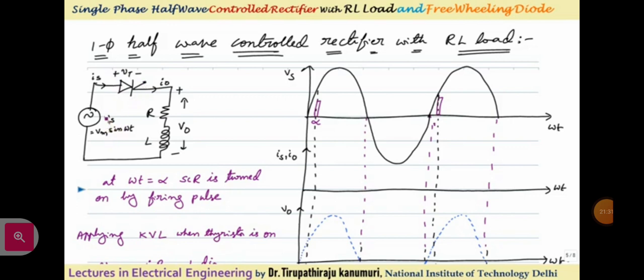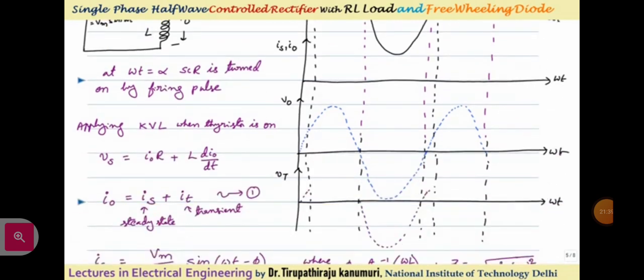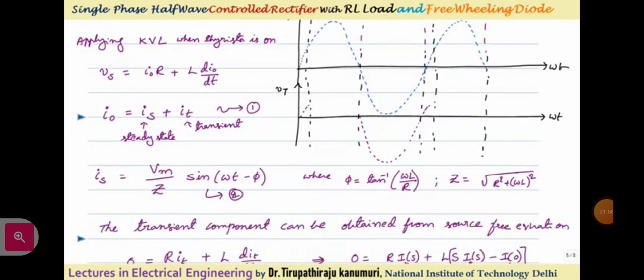So we can write the KVL in this loop. KVL in this loop will be Vs equal to VL, so Vs will be equal to V0, you agree with me? Or we can say that V0 contains two parts: one is I0 multiplied by R plus L into dI0 by dt. Let us see the derivation for each component of the currents and the voltages. After that we will proceed further to the waveform, so that it will be more clear.